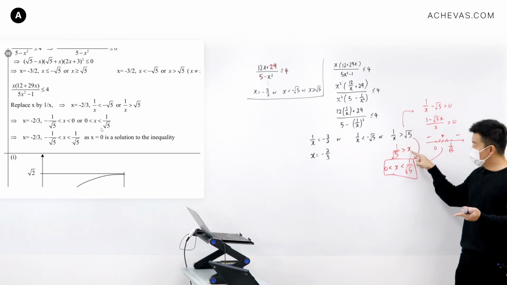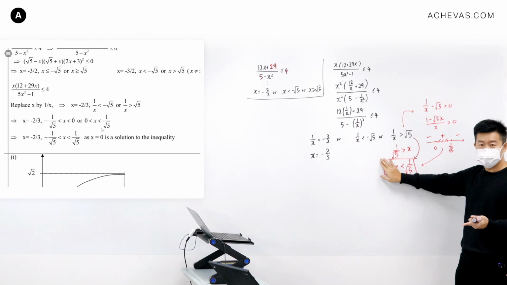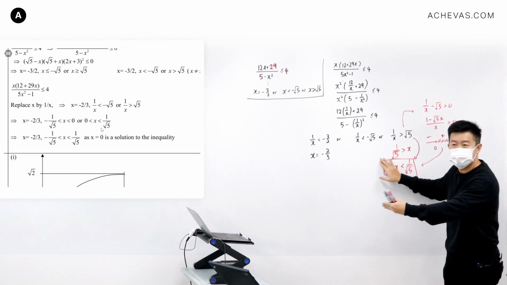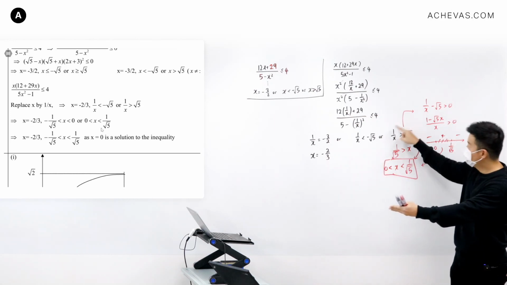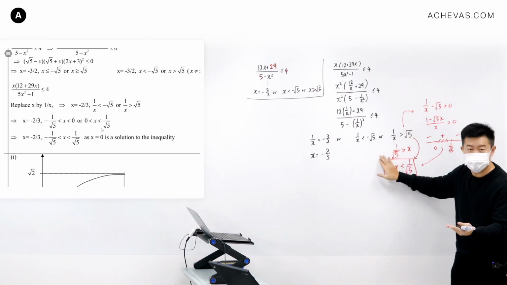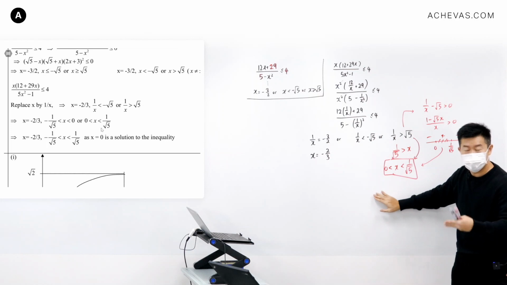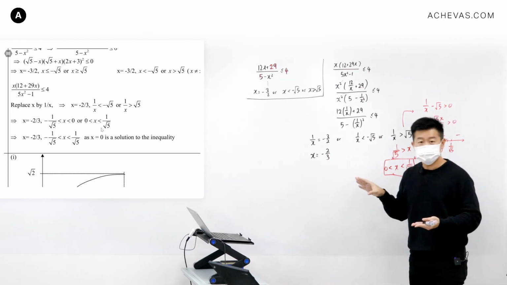But when I cross multiply, I'm only saying that x is smaller than 1 over square root of 5, which is unreasonable because x cannot be just smaller than 1 over square root of 5 all the way. In order for me to see this, I know x has to be bigger than 0. So I put in my reasoning. So x is supposed to be bigger than 0.